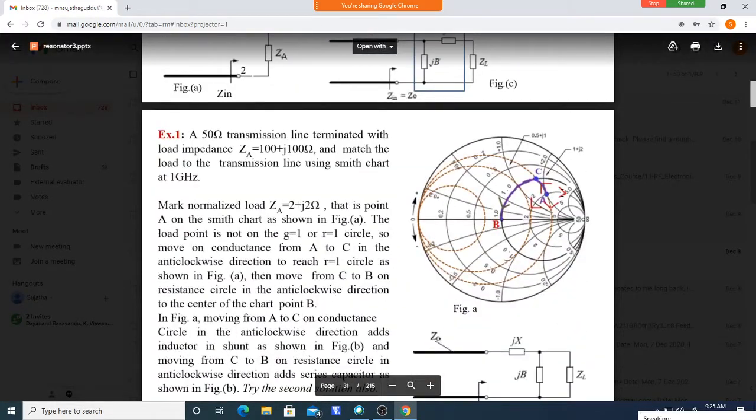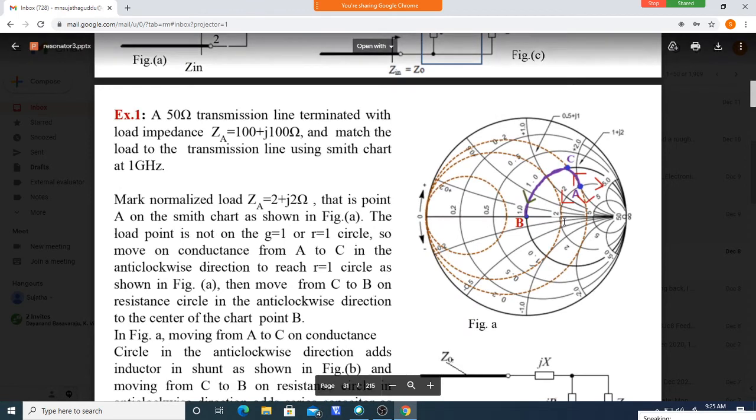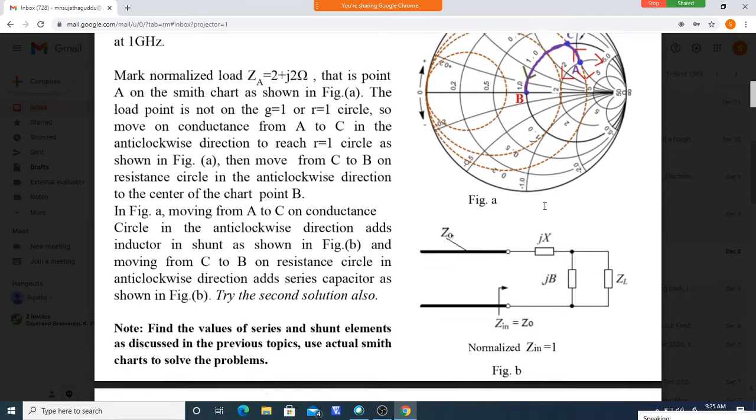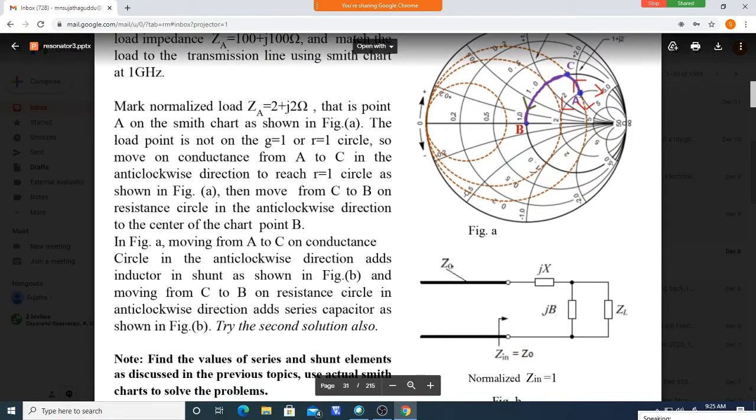Similarly, here is one more problem I have taken, as I said in the previous class. This is a given load here. I want 50 ohm here. The given load is this, and I want 50 ohm.